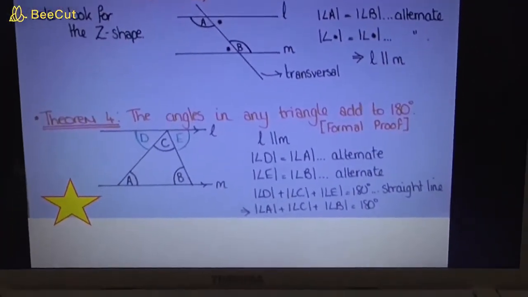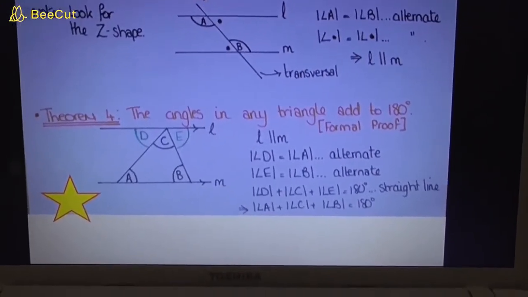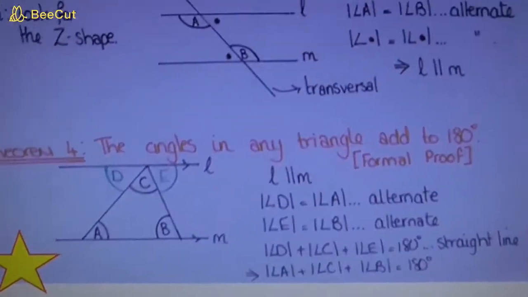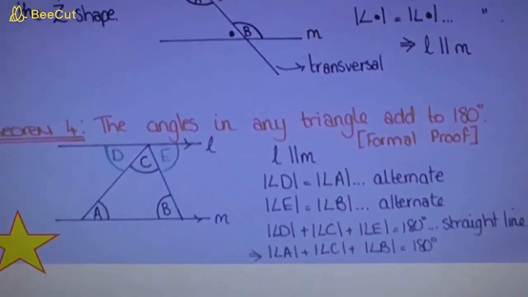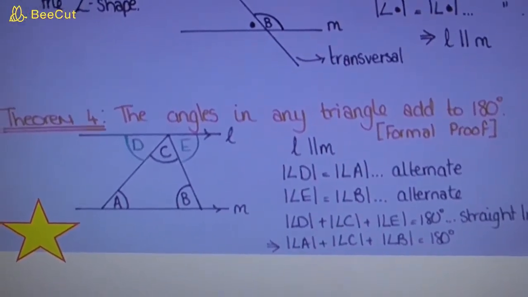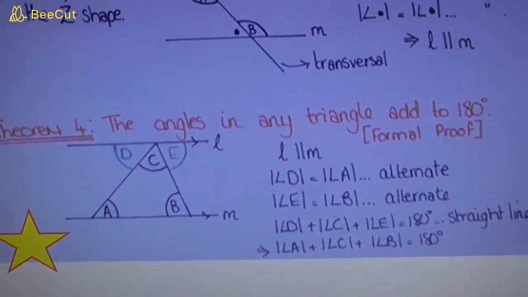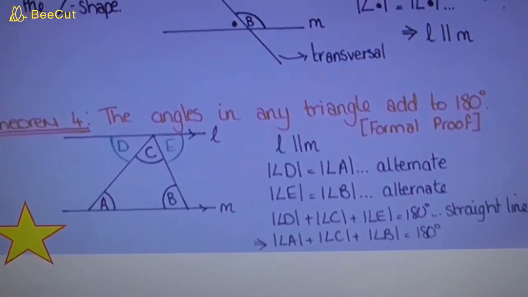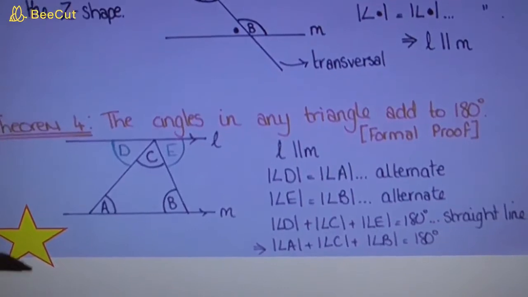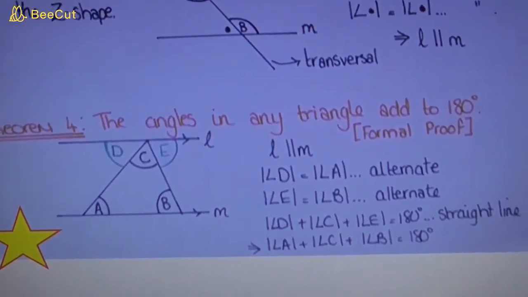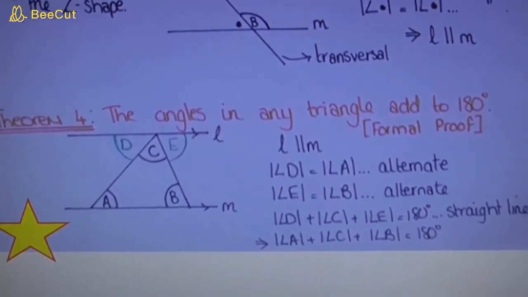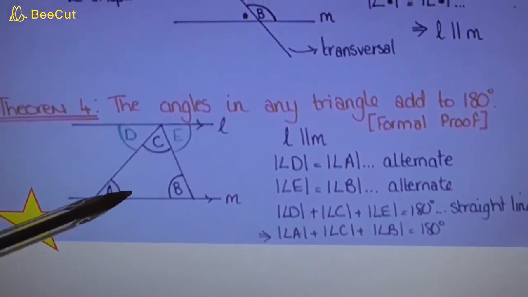Now, theorem 4 I have started because this is a formal proof, and it's one of the shorter ones. The angles in any triangle add up to 180 degrees. So you would start off with what you have been given. That's the title of your theorem: the angles in a triangle add to 180. Next then, what is it that you have been given? You won't be given anything, you'll have to give it to yourself. So draw this diagram.